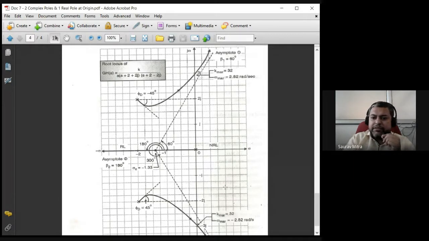Same thing happens at the point minus 1.5. So if you are taking minus 1.5 or minus 0.5, look at its right side.